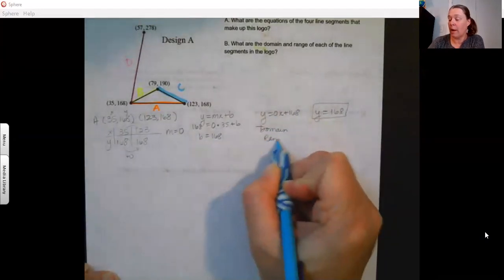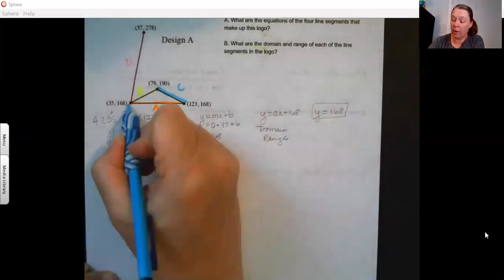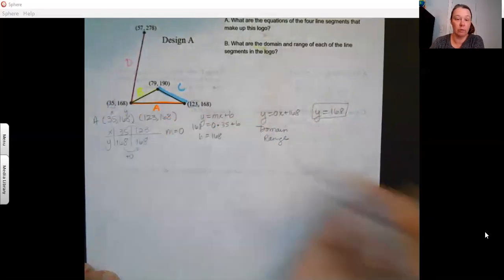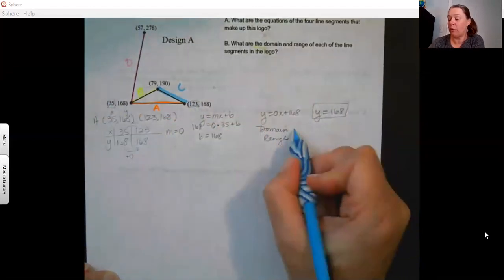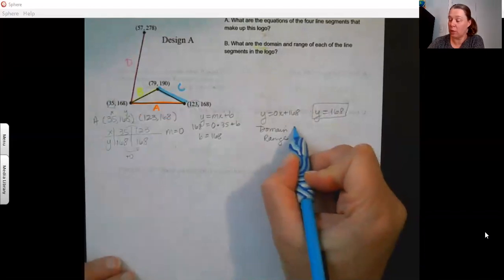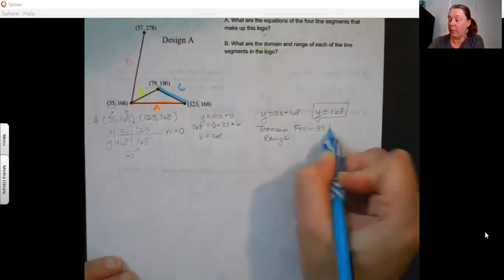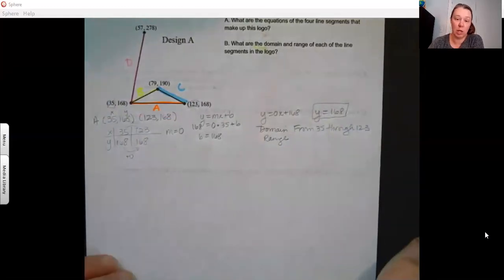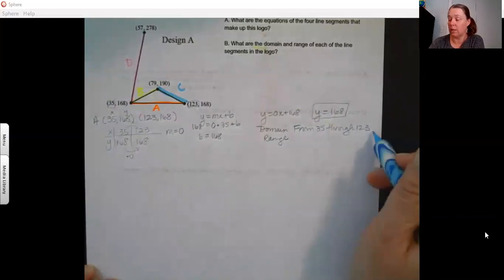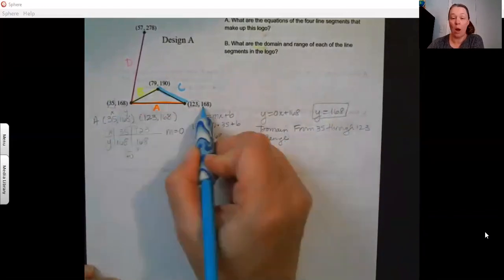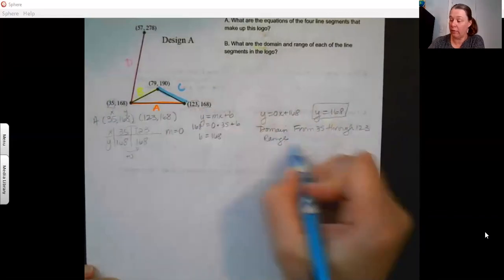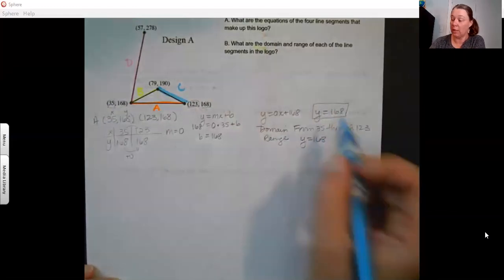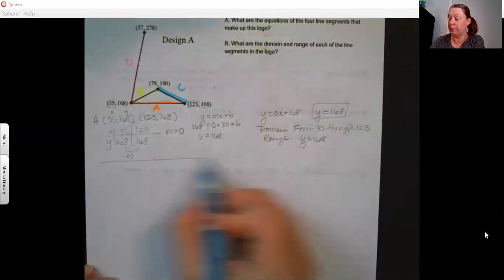And now I want to think about my domain and my range. Now my domain are my possible x values. And I can look at my ordered pairs. I know my x values go from 35 through to 123. And we've talked about, for a domain, at this point, we can just write that out. So we could say something from 35 through 123. I'll show you some notation that you've seen before, but I'm fine with this. The range, the y values, no matter what, are always going to be 168. So for the range, in this case, we would just say y equals 168. So that's my equation, that's my domain and range.